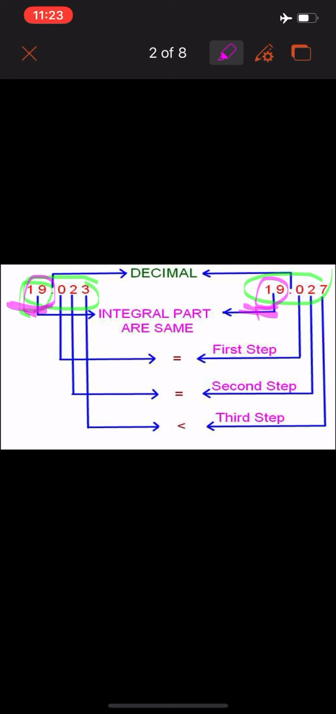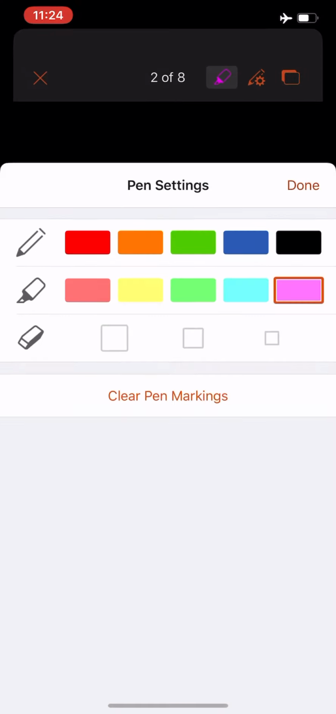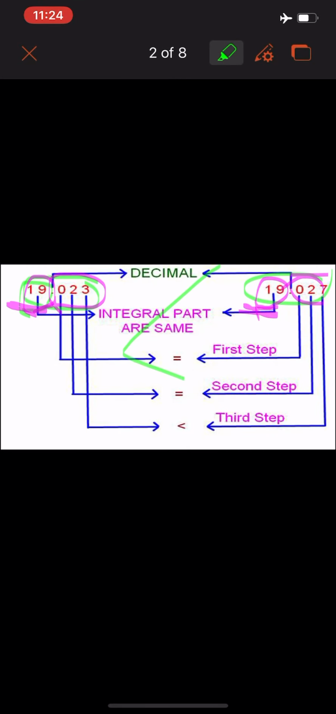What do we have on the right side? If you want to read this, which number can you see? Hide the decimal point and everything. Just read the number on this side. It's 23. Look at this number. What is it? 27. So which one is greater? 27 is greater than 23.